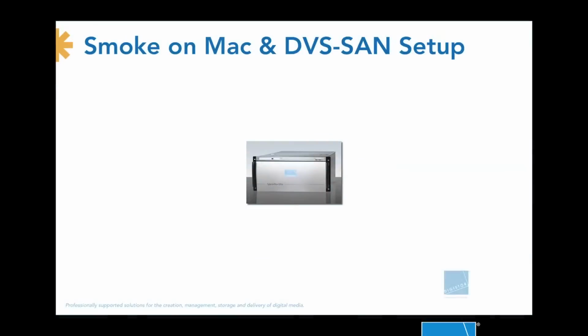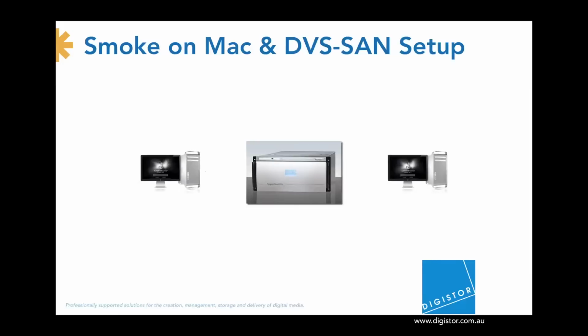We have a central storage, a DVS Spicer Box Ultra, which is essentially a SAN in a box. We have two client systems, two Mac Pros running Smoke or Mac, which are attached with a fiber channel connection. And both of these clients have their own dedicated Framestore on the SAN, which allows instant asset sharing without data duplication. And this is possible because the SAN is running a file system made by Quantum, the SNFS StoreNext file system.